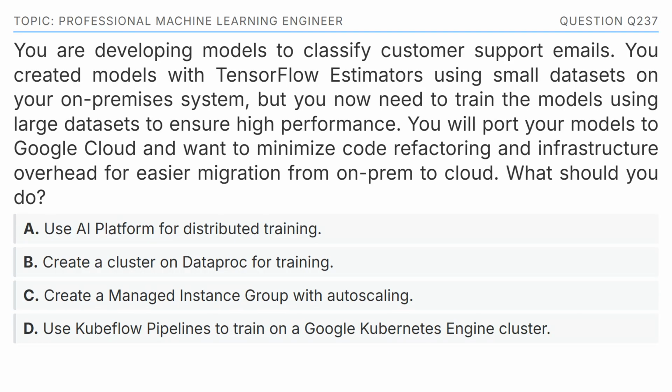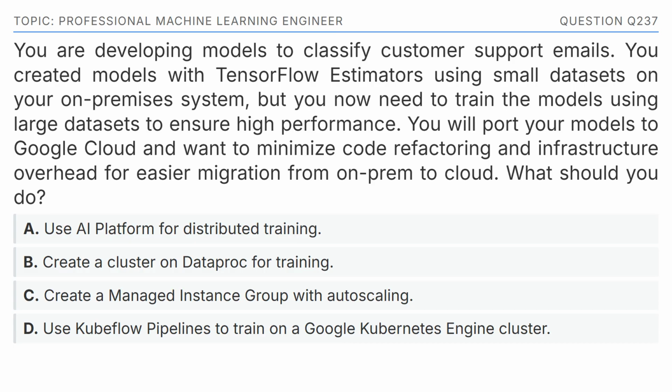You are developing models to classify customer support emails. You created models with TensorFlow estimators using small datasets on your on-premises system, but you now need to train the models using large datasets to ensure high performance. You will port your models to Google Cloud and want to minimize code refactoring and infrastructure overhead for easier migration from on-prem to cloud. What should you do?